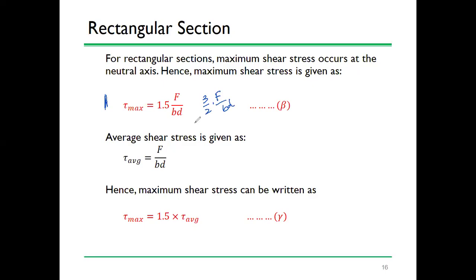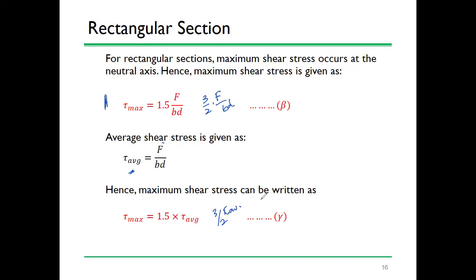And we are saying that if we represent F over BD as tau average, if we call that one average tau, then what should be the final thing? We can also write maximum shear stress as 1.5 times tau average, or 3 over 2 tau average. Okay?